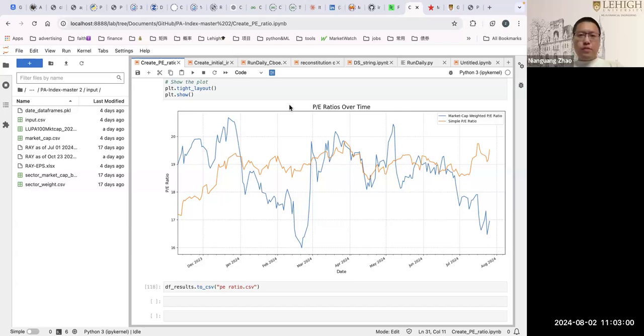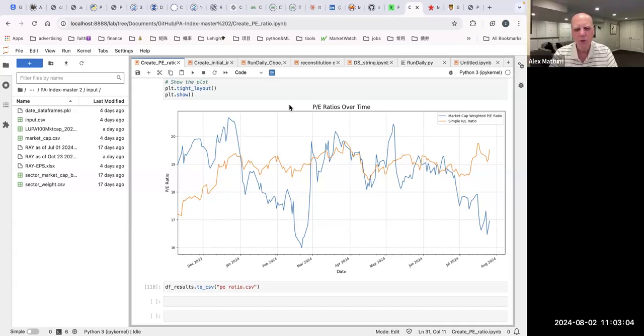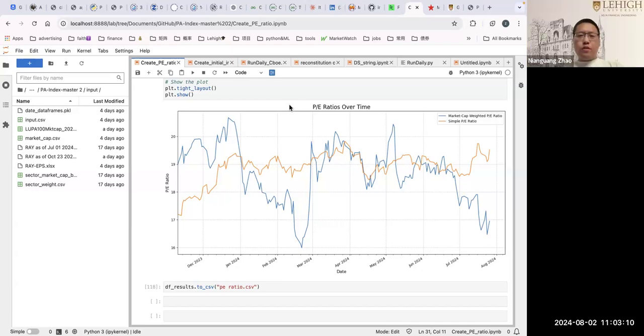It might give you the same story, might give you a different story. But Comcast dominates the index, so I'd always tend to look at things with and without Comcast.